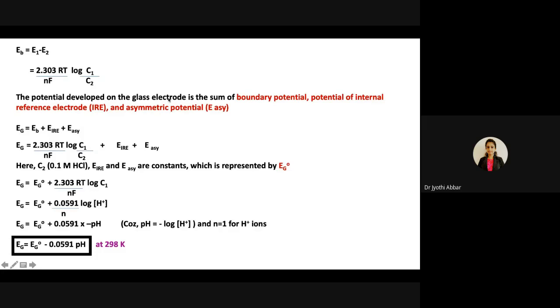Now coming to the potential for this glass electrode, it is going to depend upon three things. One is the boundary potential, one is the potential of the AgCl electrode, that is the internal reference electrode, and another one is the asymmetric potential. So what is asymmetric potential?